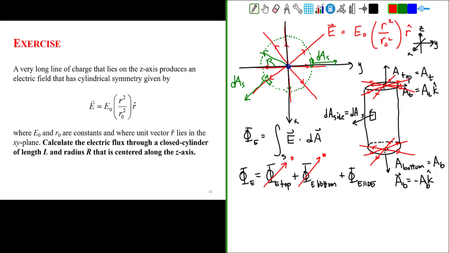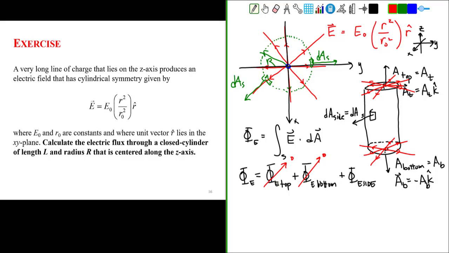If the electric field is perpendicular to the area vector of the surface which it crosses, then it doesn't cross the surface. So I even said that wrong. I should have said, if the electric field is perpendicular to the area vector of a surface, then no electric field can pass through the surface, and therefore the electric flux is 0.